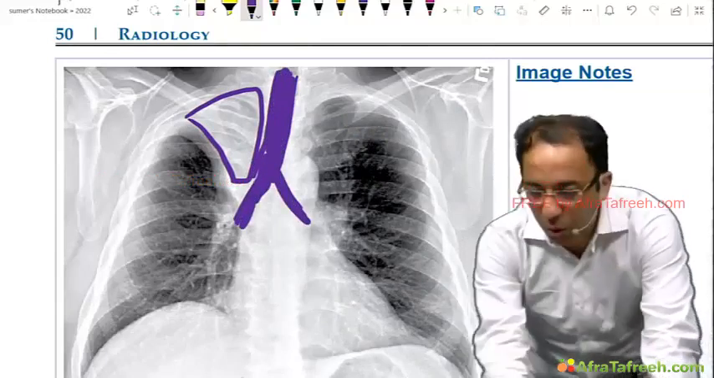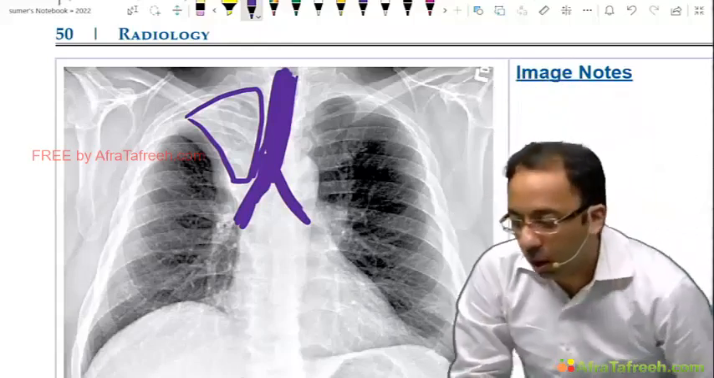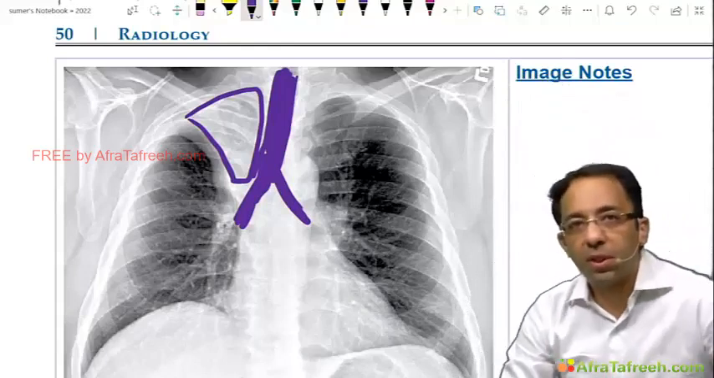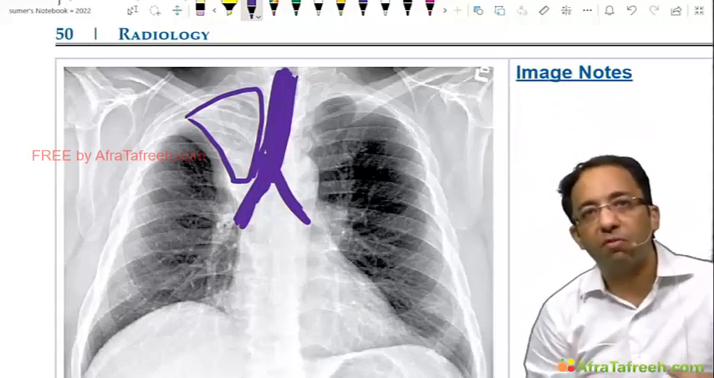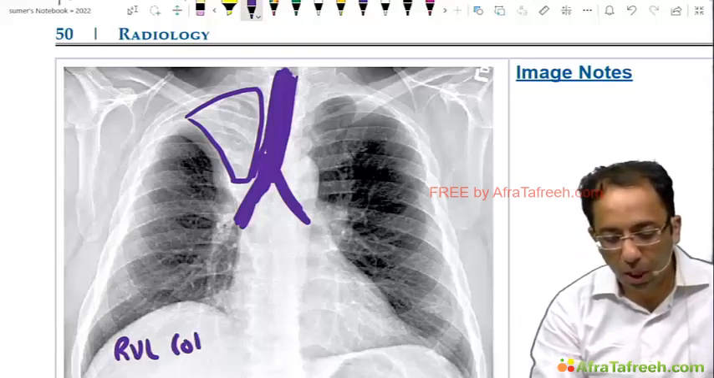Anybody? What do you think is your diagnosis? There is a right upper lobe opacity with pull. The trachea is pulled. The fissure is pulled. What do you think? There is right upper lobe collapse.